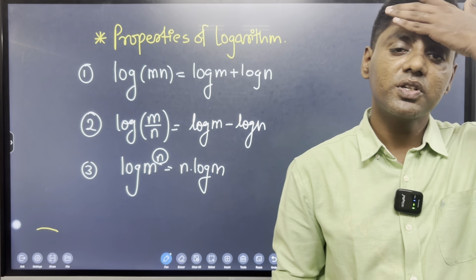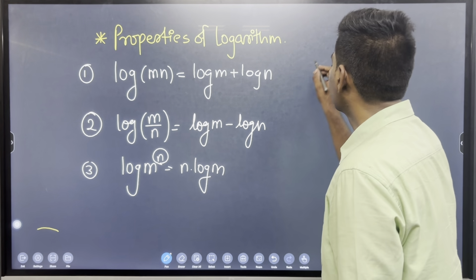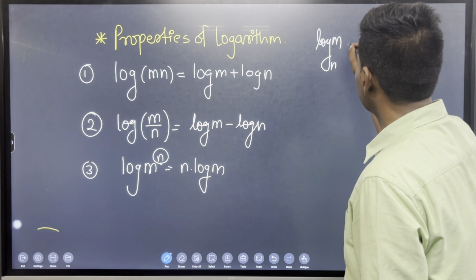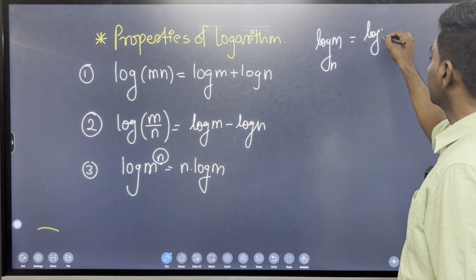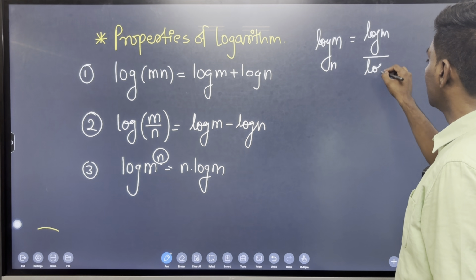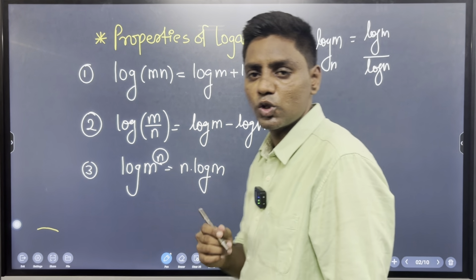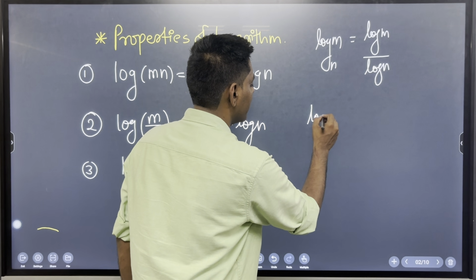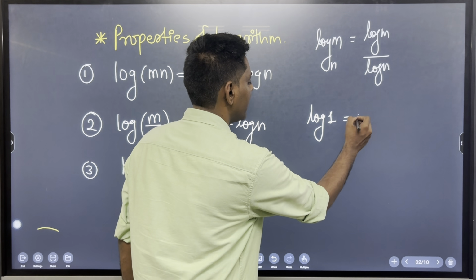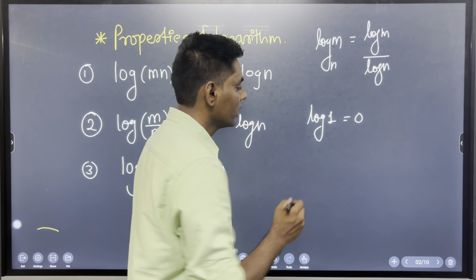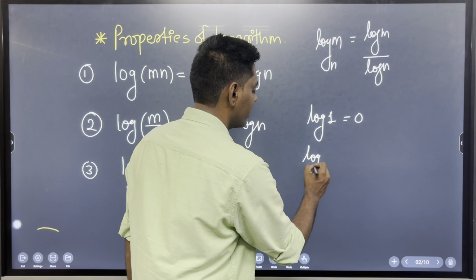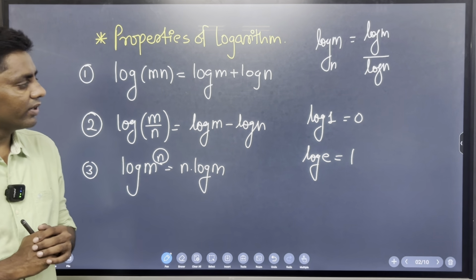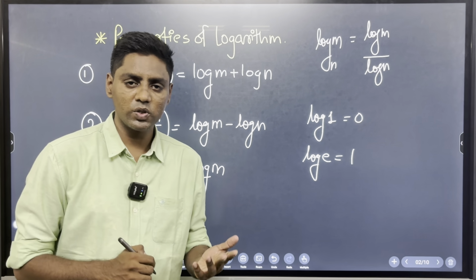Remember some basic rules of log. Whenever there is log of m to the base n, we can write it as log of m divided by log of n. This is the representation of logarithm. Also remember some values: log 1 has the answer 0, and whenever you get log of e, the answer is 1. These are the basic rules you have to remember, and according to them we solve.